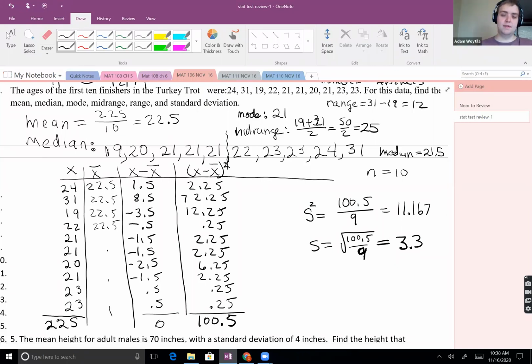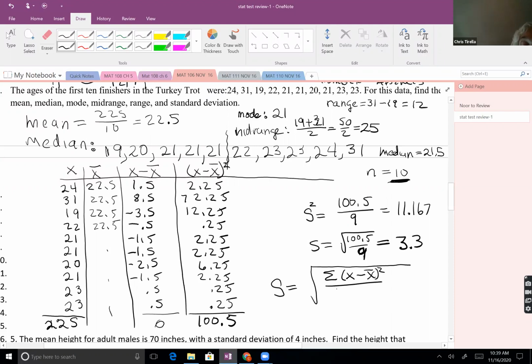That's what I got too. Wait, why did you divide by 9? Because you always divide it by one less than the sample size. On the test, I'll have that formula in there. The formula says that the standard deviation is the square root of the sum of the values minus the mean, squared, divided by one less than the sample size. You're always going to divide by one less than what you divide by to get your mean, one less than the number of values. All right? Can I just copy down the formula really quick? Okay.